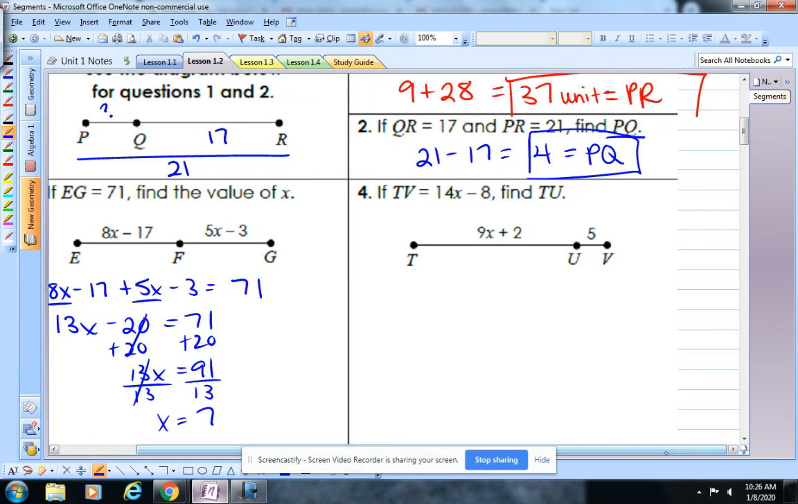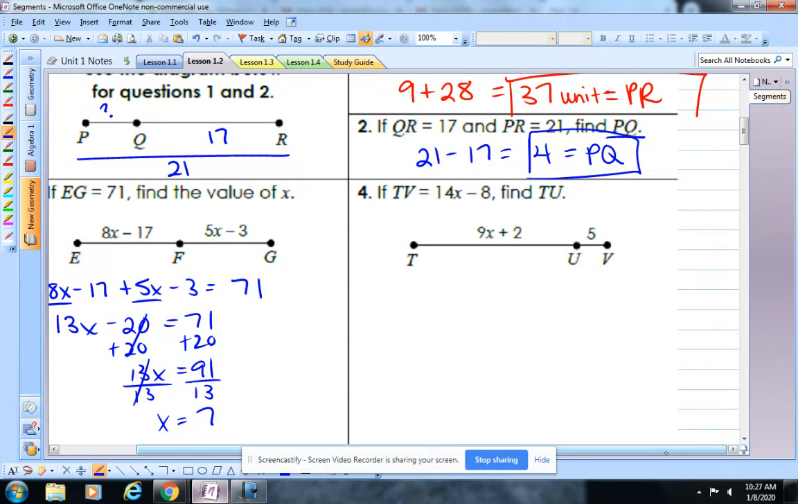Number 4. It says that the length of TV equals 14x minus 8. Now, what is TV? It's the whole segment, isn't it? It's the long segment, the big one. So, it wants me to find the length of TU. Well, TU has an x in it, right? So before I can find the length of TU, I got to find out what x is, right? So that means I have to make an equation. Y'all with me? Okay, so use the segment addition postulate.